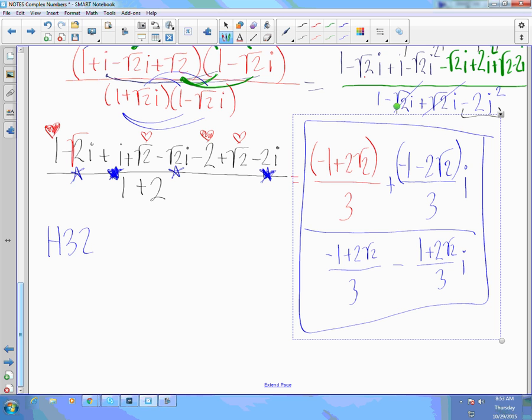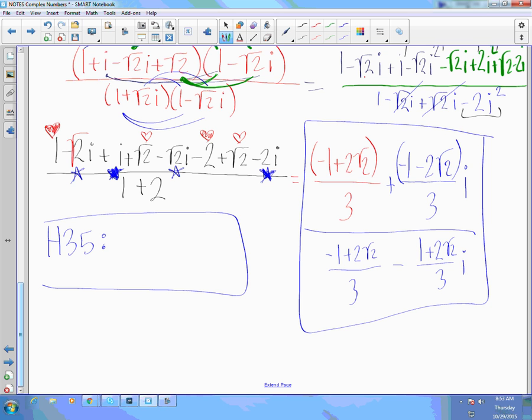H32. And actually, you know what, the homework doesn't start until H35. So your homework is H35. That's where the homework problems actually start. We're going to do 2 through 40 even. The problem we just completed was number 40.